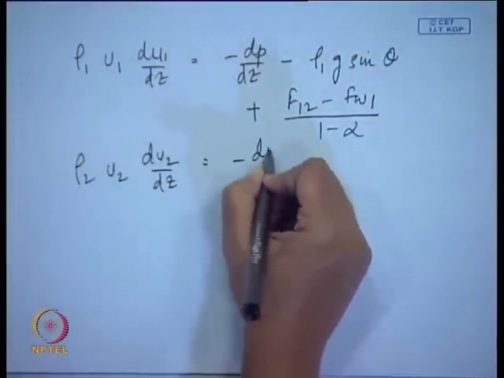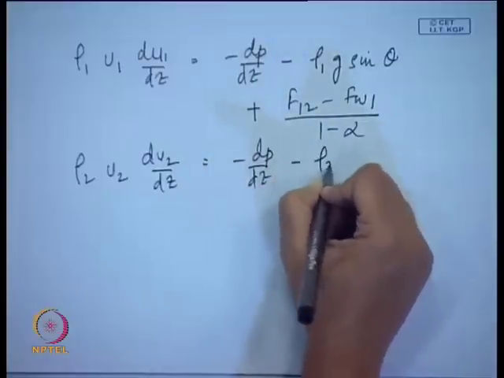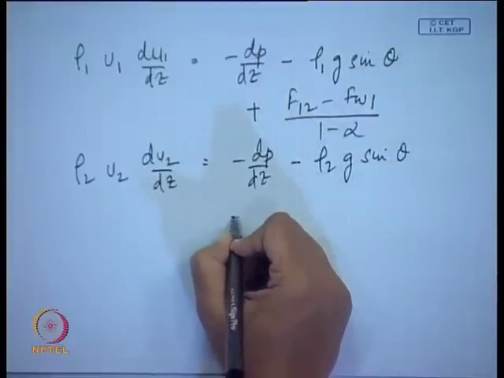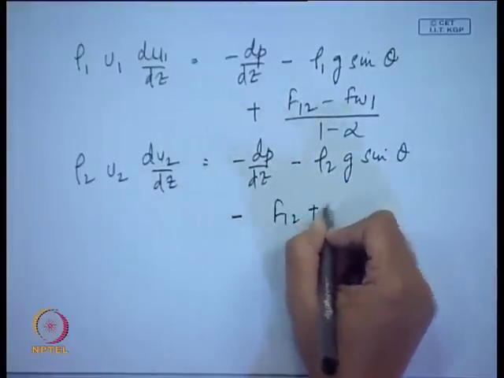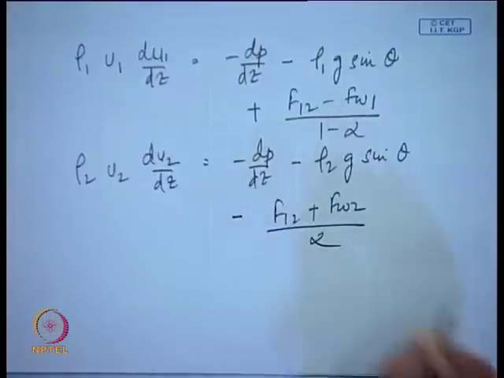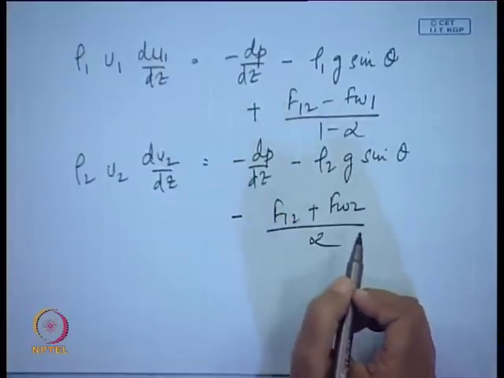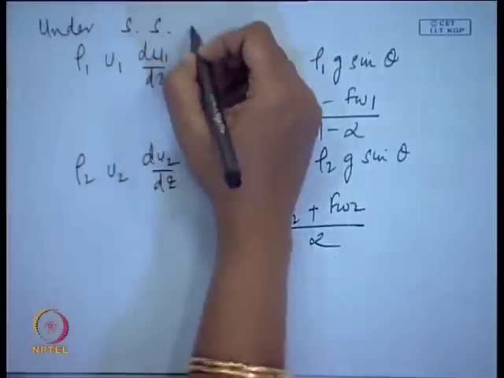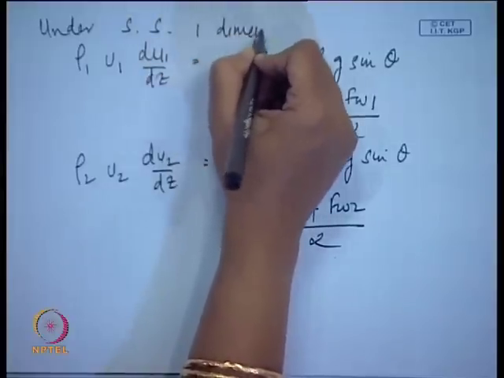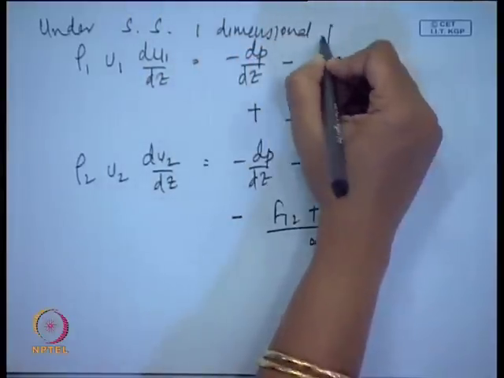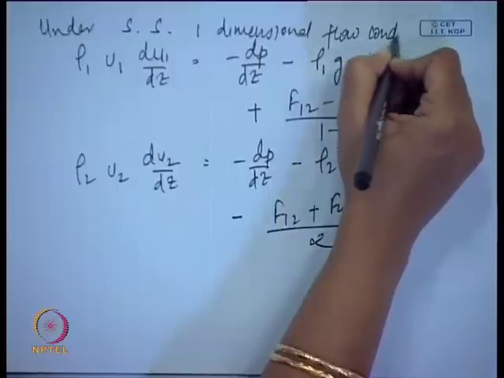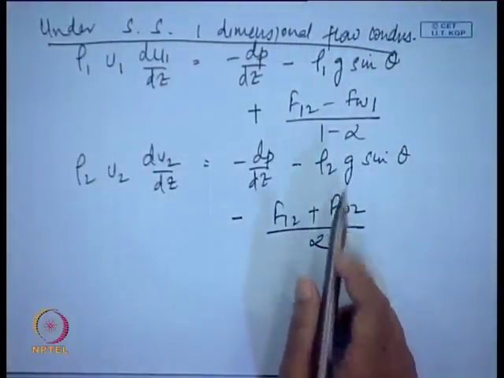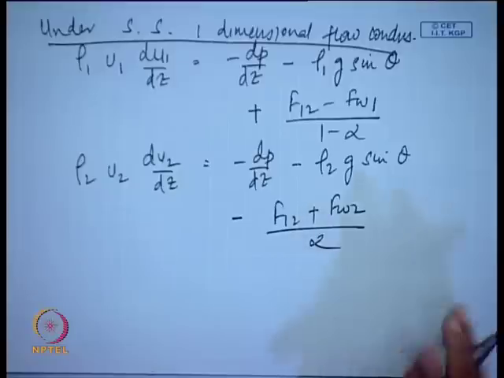So, this is minus dp dz minus rho 2 g sin theta minus of F12 plus Fw2 by alpha. So these were the two things that we had got under steady state, one dimensional flow conditions. This was the thing that we had derived.